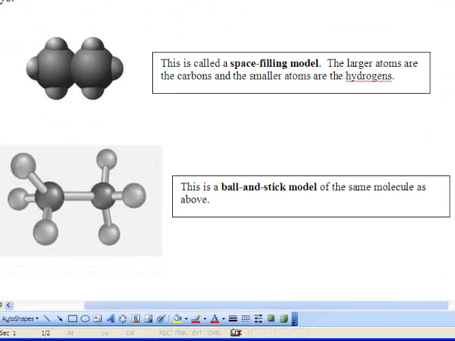So hydrocarbons and other organic molecules can be illustrated in a few different ways. So right here we've got a C and a C, H, H, H, H, and H. This is called the space-filling model. The larger atoms are the carbons and the smaller ones are the hydrogen. And we have C2H6, and the trade name for this is ethane. So that's the space-filling model. They kind of look like little Play-Doh balls. And then we also have the stick and ball model of the same molecule.